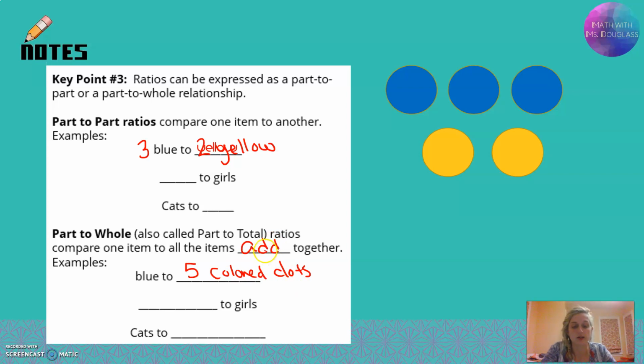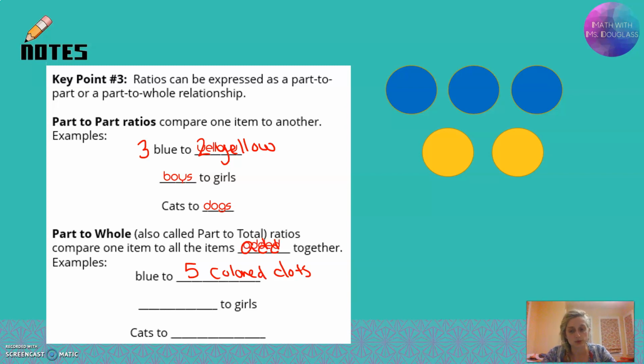If we're talking about, let's say, comparing boys to girls, that's a part-to-part, one part's boys, one part's girls. If we talk about a part-to-whole, we can compare one of those parts, either boys or girls, to the total number of students. So you'd have to add them all up to find your total. We can compare cats to dogs. That's a part-to-part, cats different from dogs. Or we can compare a part to whole and say, okay, cats plus dogs, how many animals is that? And you can do cats to total animals.